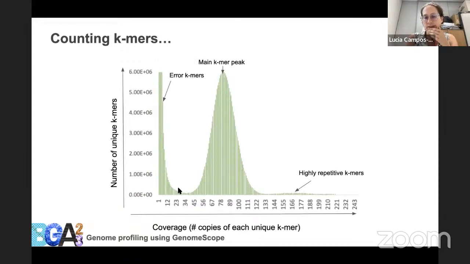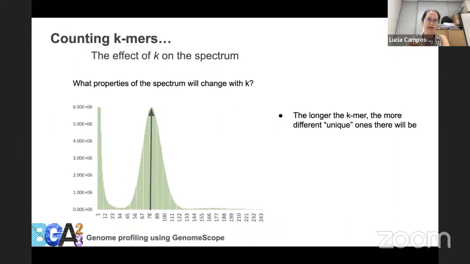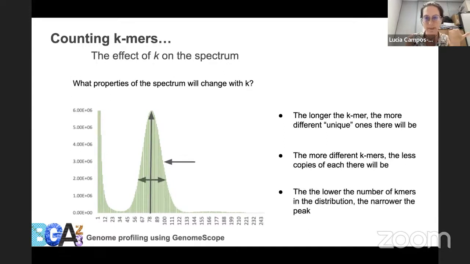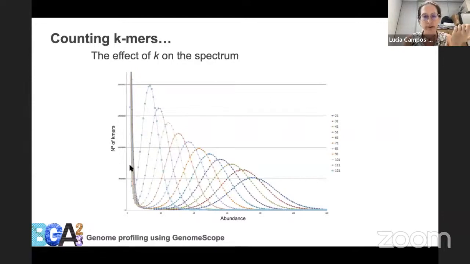There are a few aspects of the spectrum that will change depending on the choice of k. When you use a higher k, or longer k-mers, there will be more different unique ones, so your peak is going to be taller. With more different unique k-mers, there are fewer copies of each, because you're taking longer sequences, so you will have less of everything. That means your peak is going to move towards the lower coverage side, and the lower the number of k-mers in the distribution, the narrower the peak will be. So you will get something like this when you change k, right? It will be taller and closer to the asymptote when k is larger, and as you keep decreasing k, the peak will move towards the higher coverage and keep getting lower.